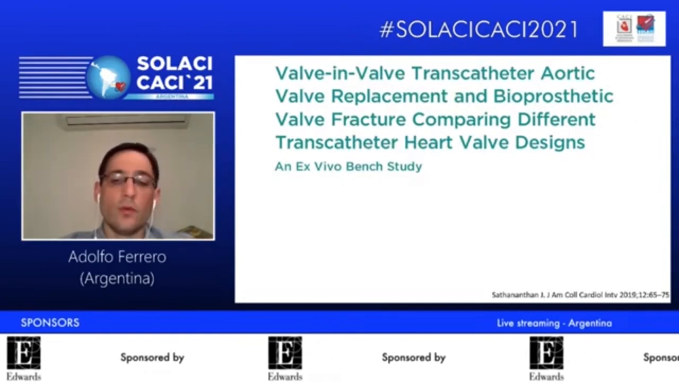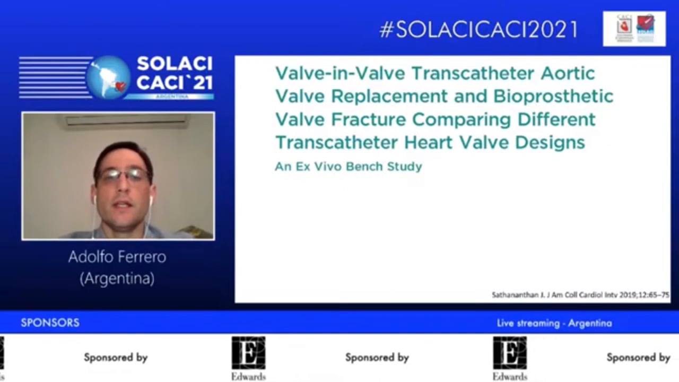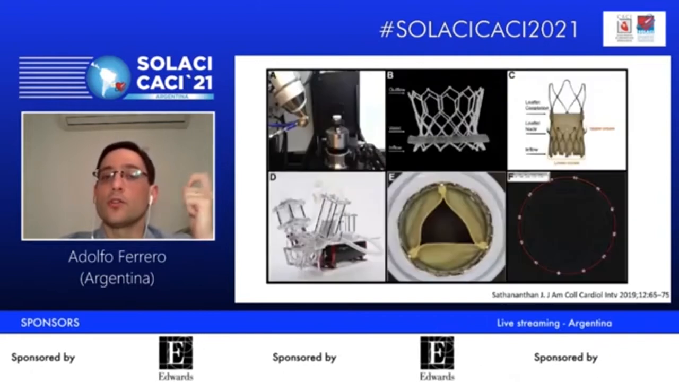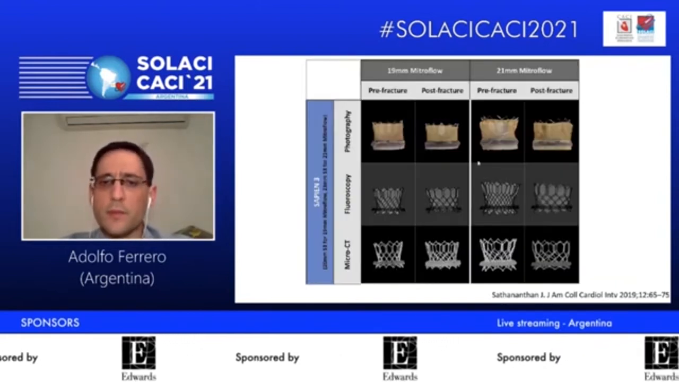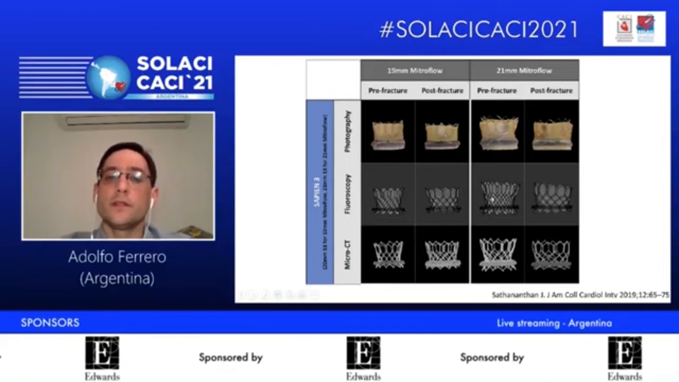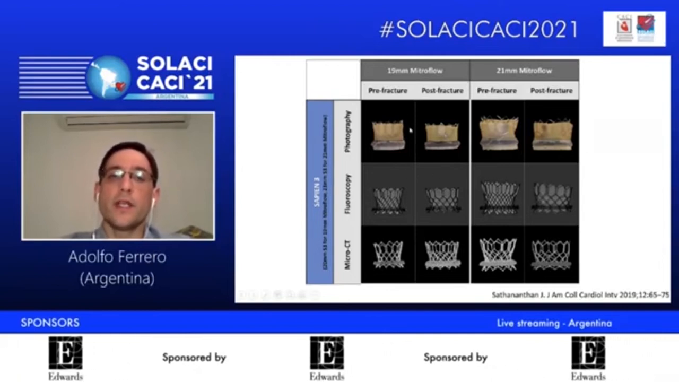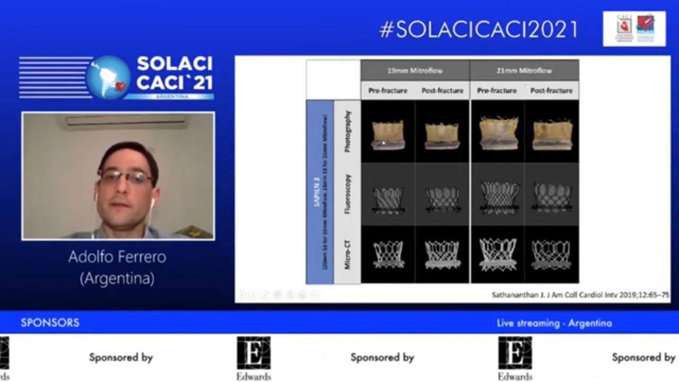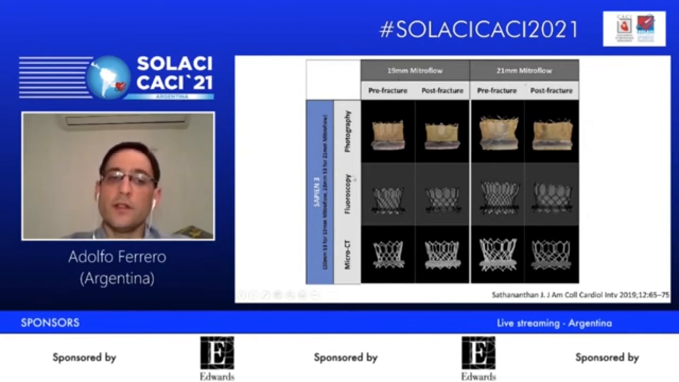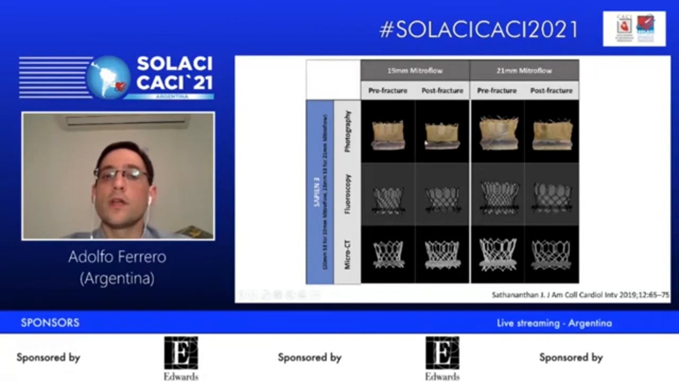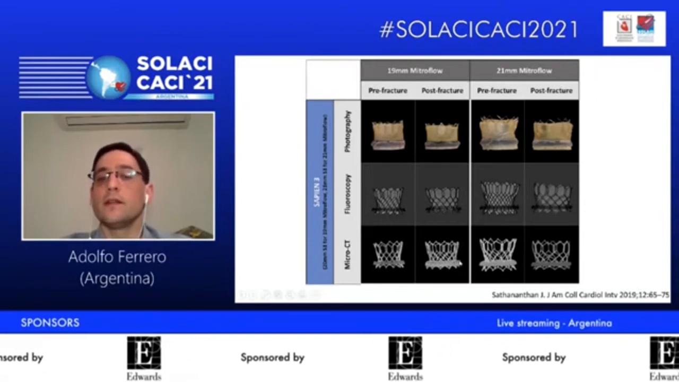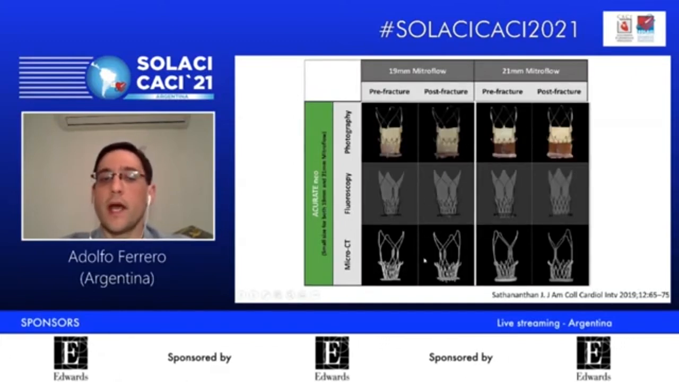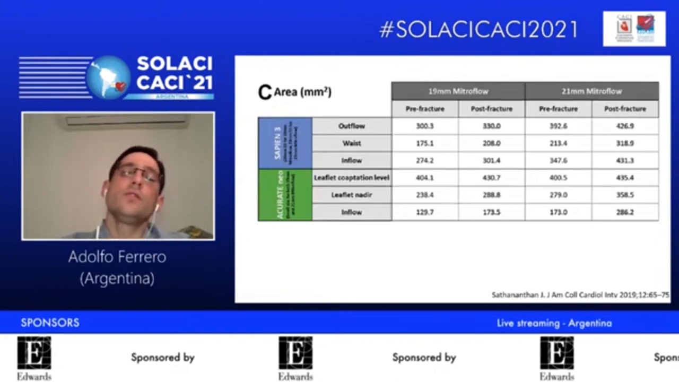And this is the last trial I will show you. Let's take a look at what is happening when we fracture a valve and what we get. So they tested these two valves, Edwards and Accurate, in a mitral flow, 19 and 21. They put the valve in and then they fractured it. They took pictures and measurements, and take a look at how you can see that they gained space. And it also happened with the Accurate valve.